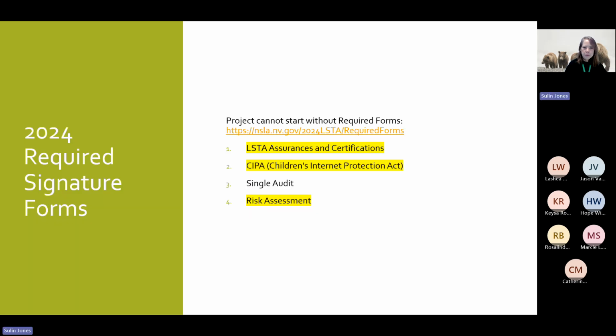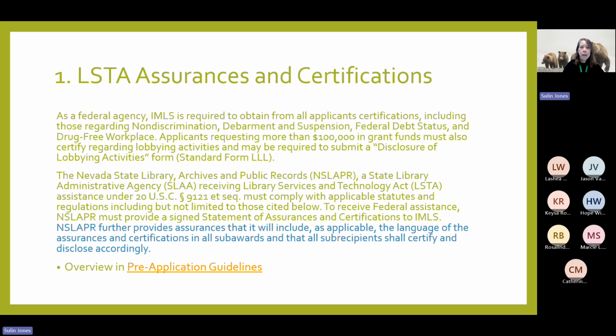So signature forms, right? The first is they're numbered: assurances and certifications, SIPA, the single audit and risk assessment. LSTA assurances and certifications come directly from the federal government. They come from IMLS, and the state library is required to sign them. And we are also required to have all of our subgrantees sign them.